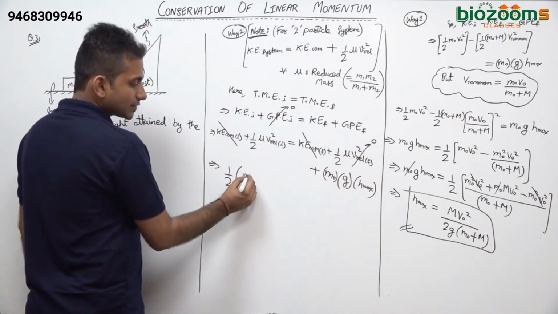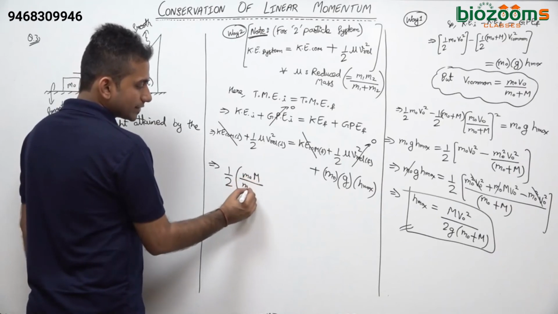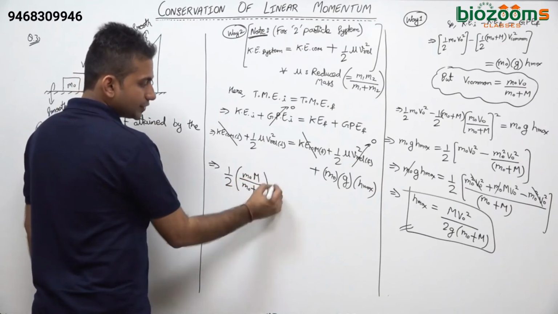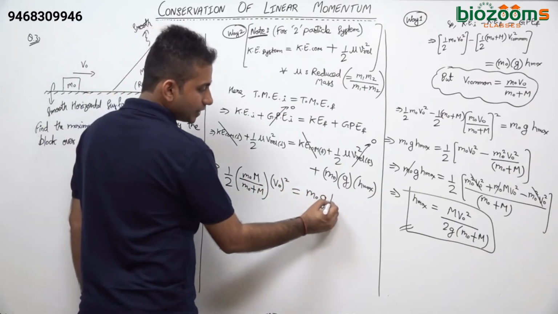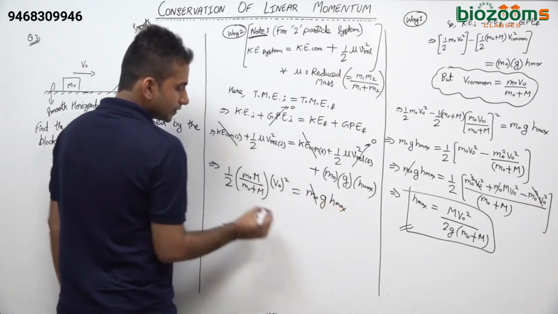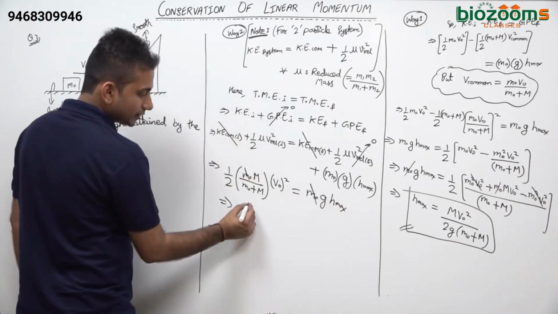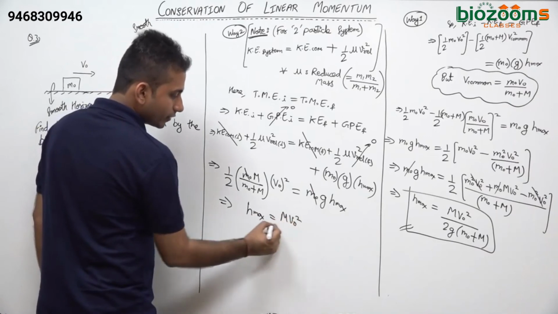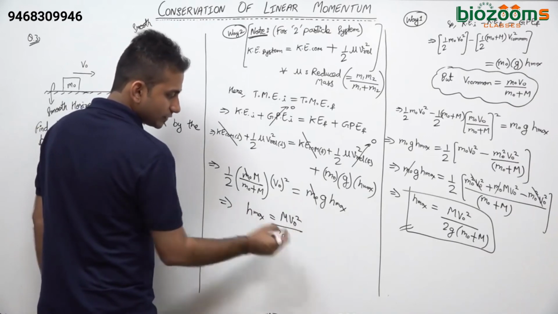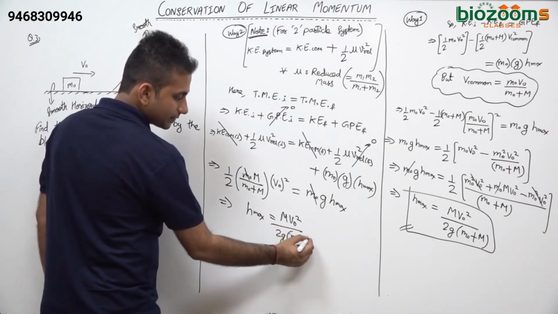What is the reduced mass? M naught capital M over M naught plus capital M. Initial relative velocity V naught square, that will be equal to M naught G H max. See the result, M naught will get cancelled and you will get H max as M V naught square over 2G times M naught plus capital M.